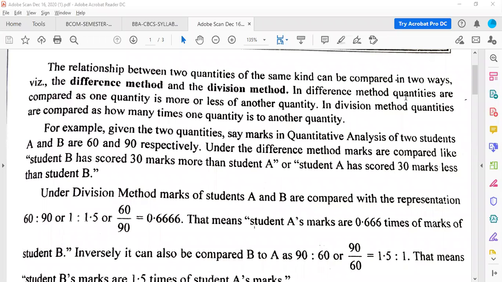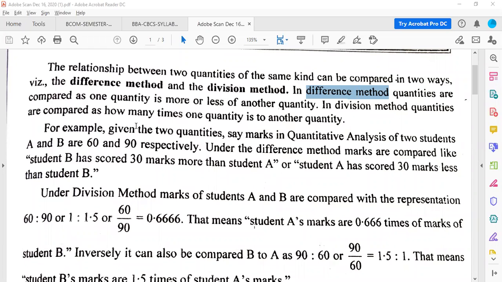In difference method, quantities are compared as one quantity which is more or less of another quantity. We will keep one quantity as constant, and we will try to compare the other quantity. Now in those cases, we will be using difference method, which will give us a clear difference of one of the feature. So in division method, the quantities are compared as how many times one quantity is to another.